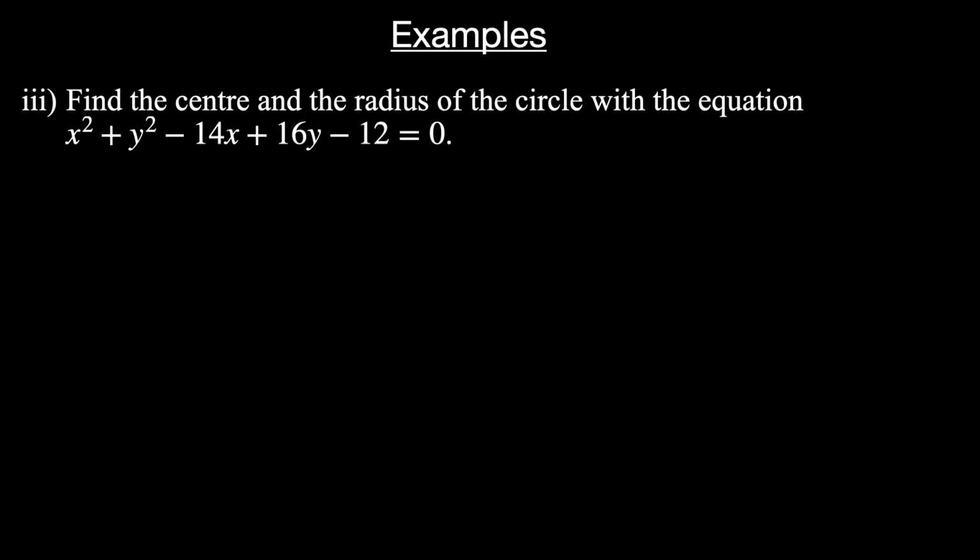Okay, so now let's look at an example where the equation is written in expanded form. So this question says, find the center and the radius of the circle with the equation x squared plus y squared take 14x plus 16y take 12 equal to 0.